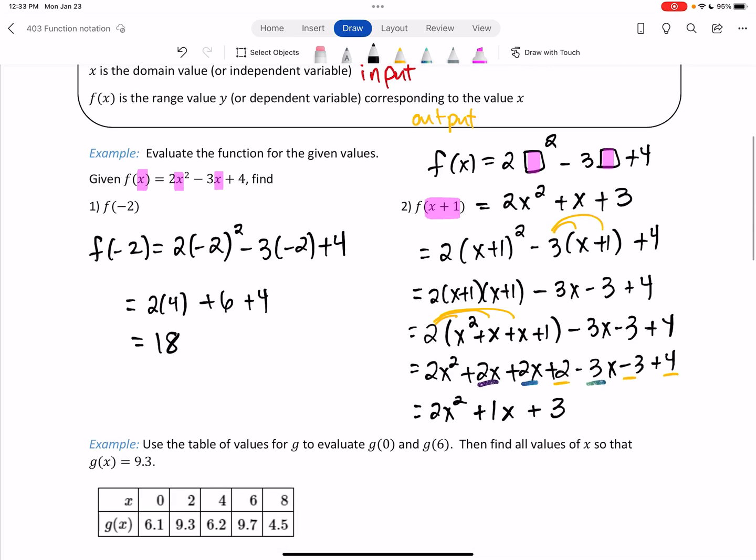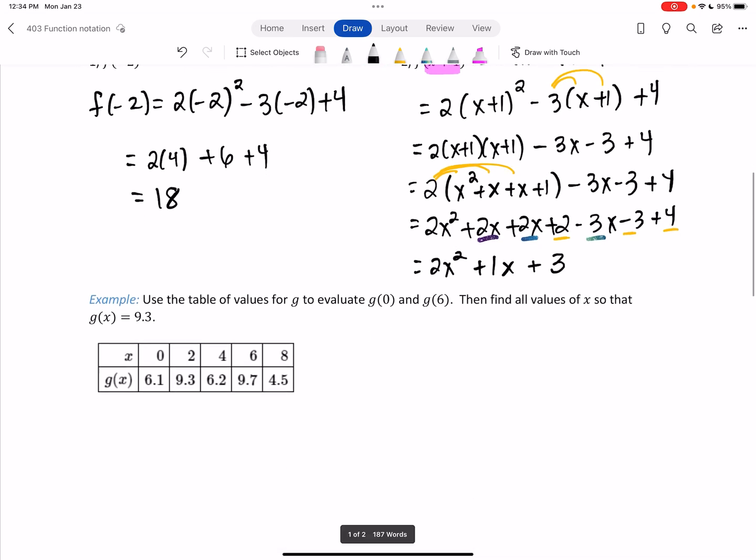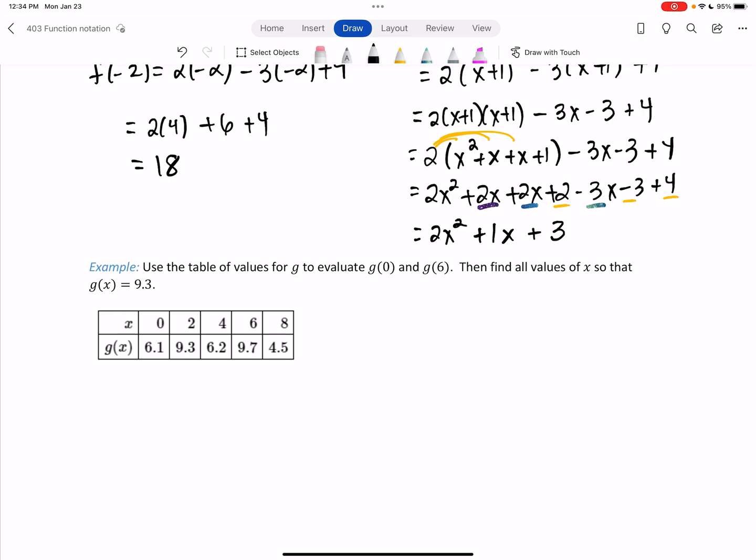So we can do it with an equation. We can do it with a table. This says use the table of values to evaluate g of 0 and g of 6. So again, 0 and 6 are inside the parentheses, so they're the inputs, they're the x values. So we're going to go to 0 and see what it spits out. At 0, the table spits out 6.1, right there. And then we're going to go to 6 and see what it spits out. Well, at 6, the table spits out 9.7.